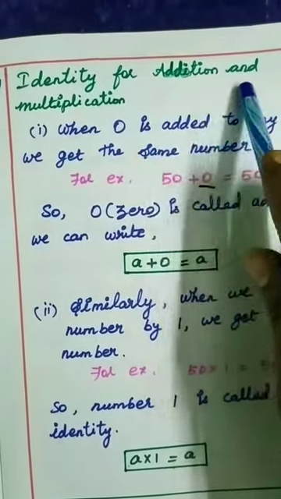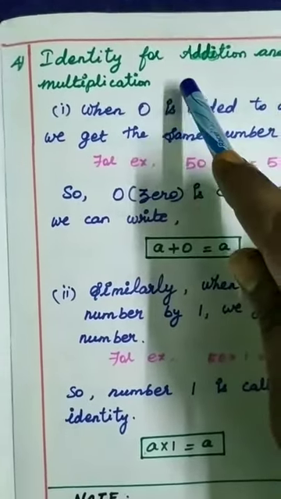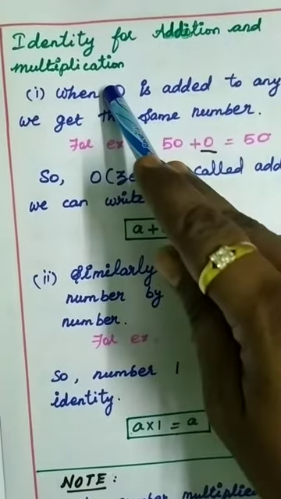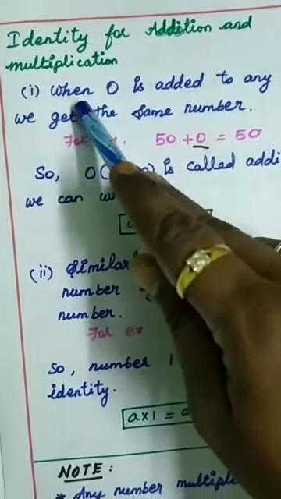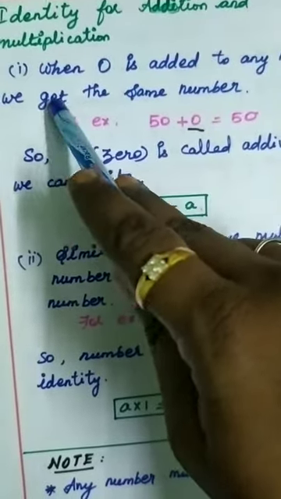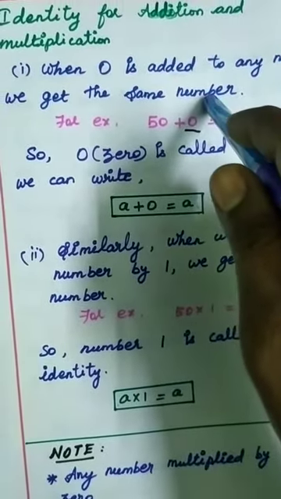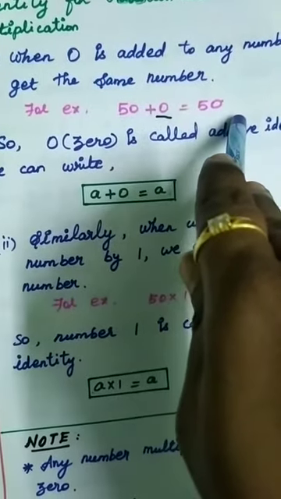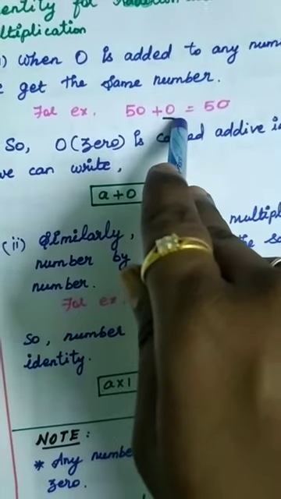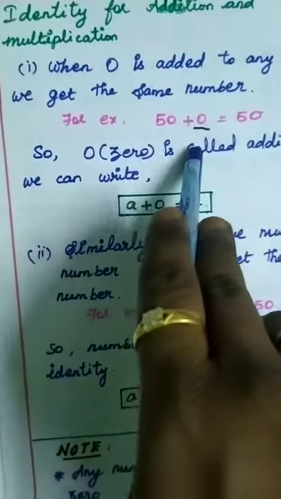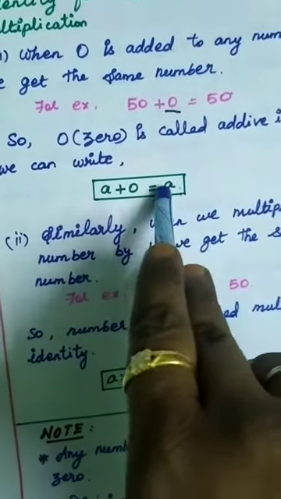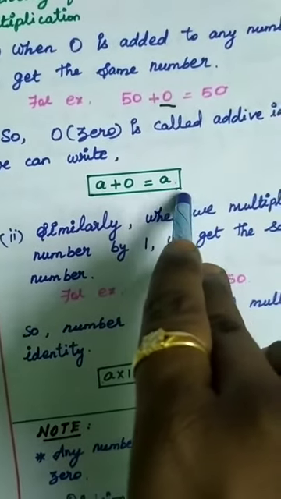Identity for addition and multiplication. The fourth property name is identity for addition and multiplication. When 0 is added to a number, the number will not change. We get the same number. So 50 plus 0, the answer is 50. Here 0 is the additive identity. Can you understand this additive identity? What is the number? 0. a plus 0 equal to a.